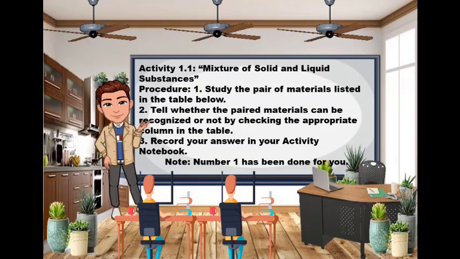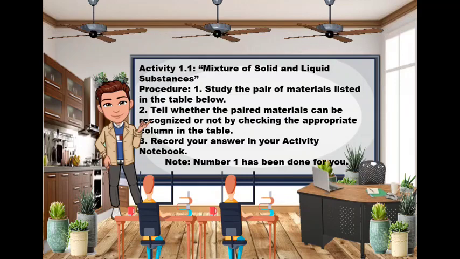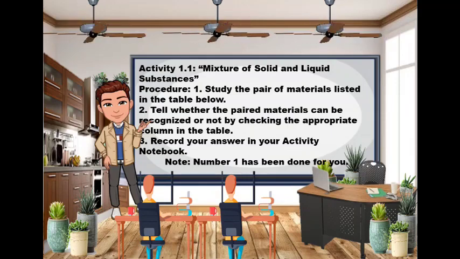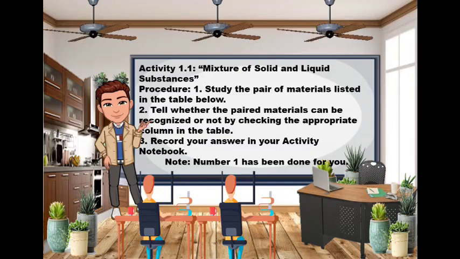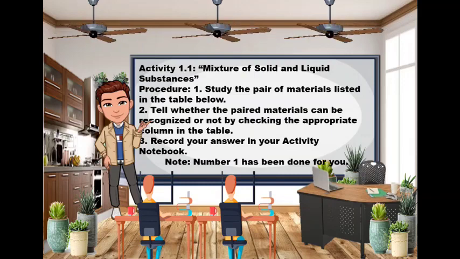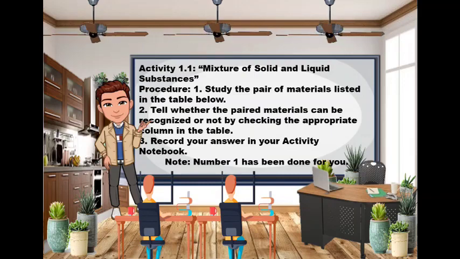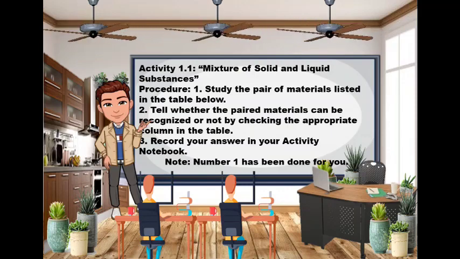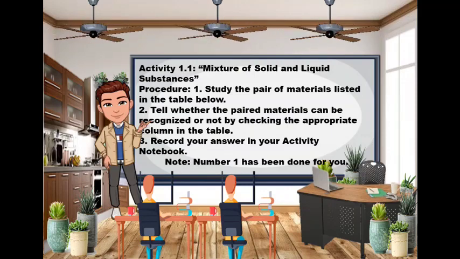Let us find the answer as we go on. Okay, let us do another activity entitled Mixture of Solid and Liquid Substances. We have to study the pair of materials listed in the table, then tell whether the paired materials can be recognized or not by checking the appropriate column in the table. Record your answer in your activity notebook. Note that number 1 has been done for you.